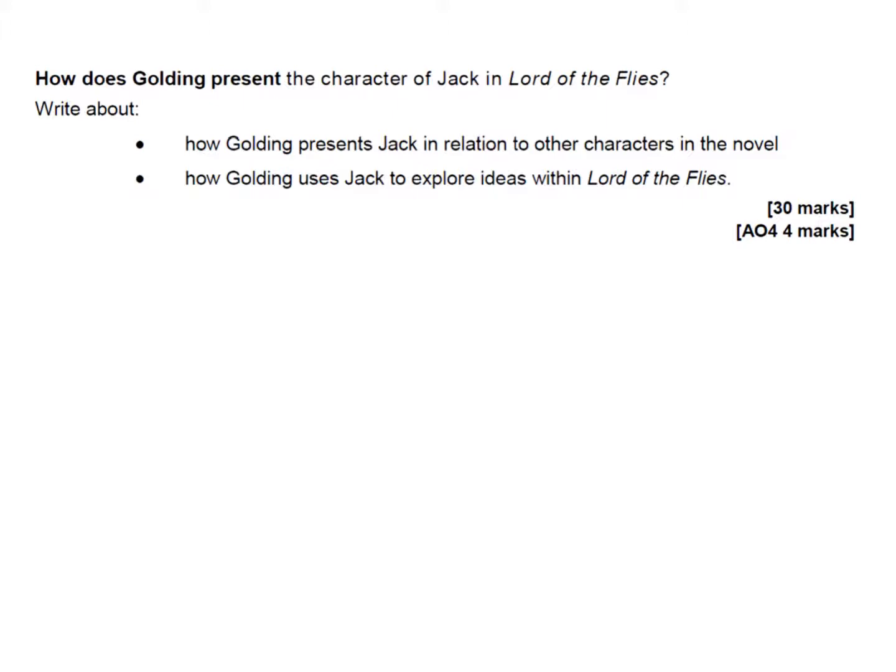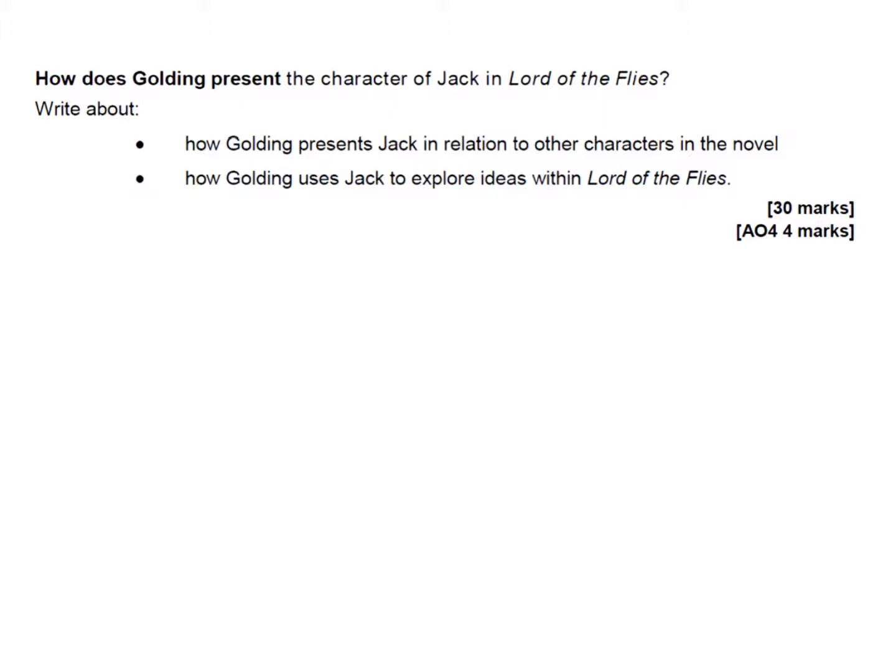How does Golding present the character of Jack in Lord of the Flies? Write about how Golding presents Jack in relation to other characters in the novel, how Golding uses Jack to explore ideas within Lord of the Flies. So they give you a main sentence and then a few bullet points which gives you the basic sense of how you might divide up your time. There are 30 marks plus another 4 marks, that AO4 4 marks, which is for technical accuracy and your vocabulary.